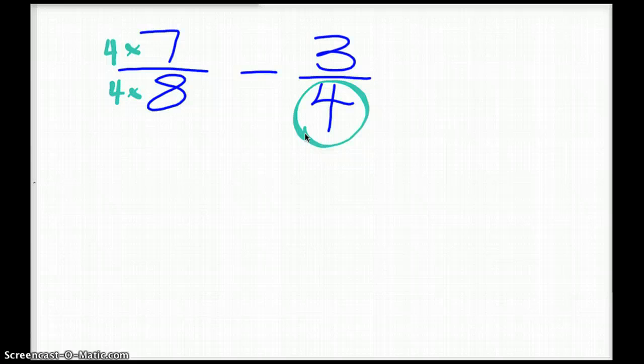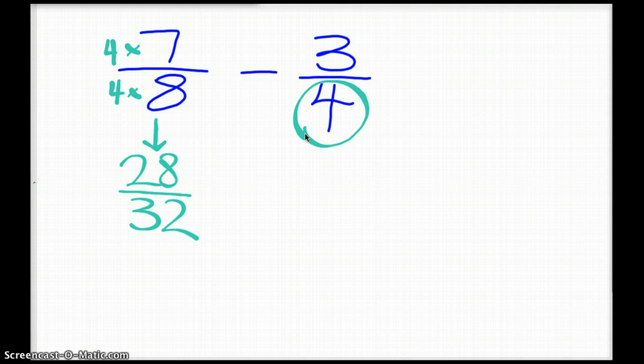So Cole, tell me what fraction we make. 4 times 7 is what? 28, and 8 times 4 is 32. Perfect. So 7/8 equals 28 over 32. Then we're going to take our 8, because it's the opposite denominator, and multiply both our top and bottom by 8. So what is our new fraction going to be, KV? Our new fraction will be 24/32. Perfect.